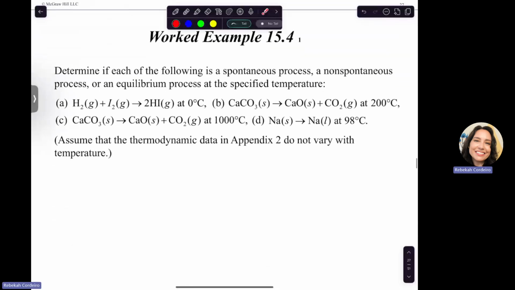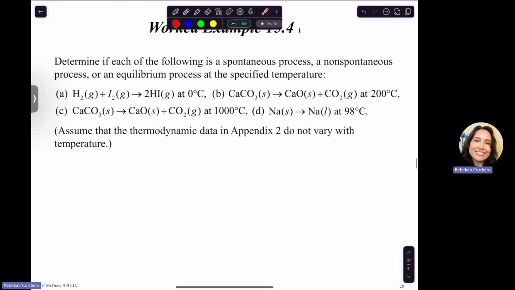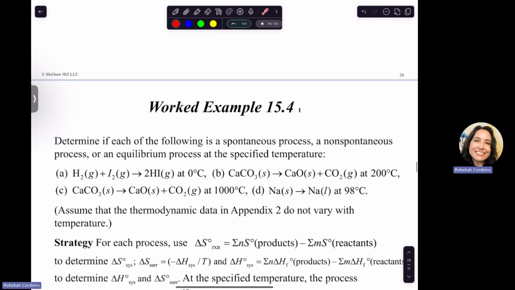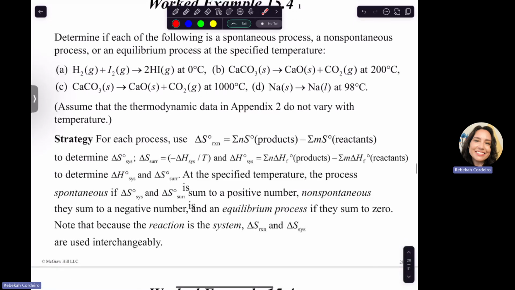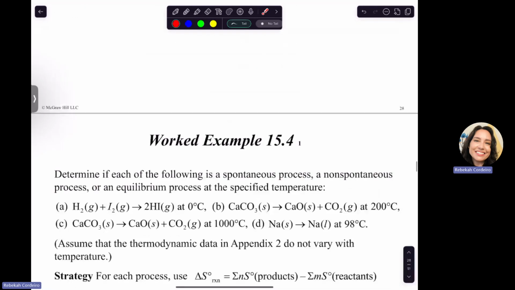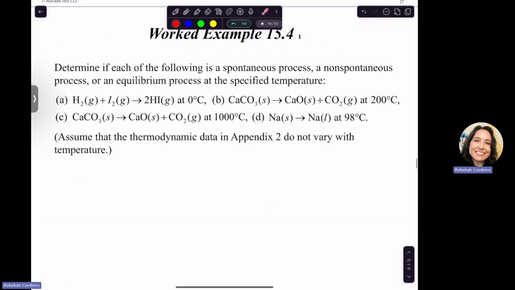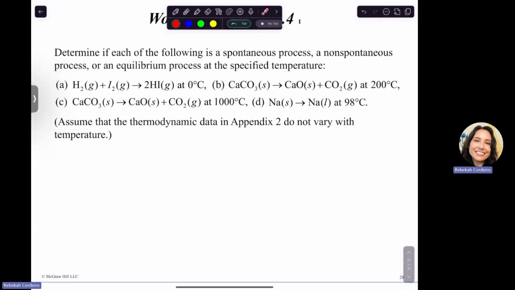So why don't you try this? Spontaneous process, non-spontaneous process, or equilibrium at a specified temperature. You're going to need to look at Appendix 2 in your textbook for this. Let's see if we can grab numbers. They don't give us a table here, so why don't you just go into the textbook, look at Appendix 2 and see if you can piece this together.